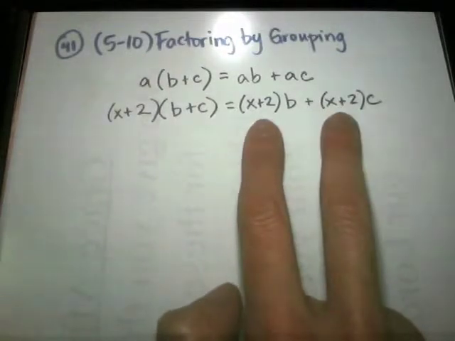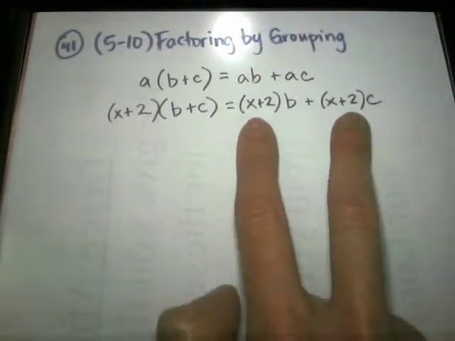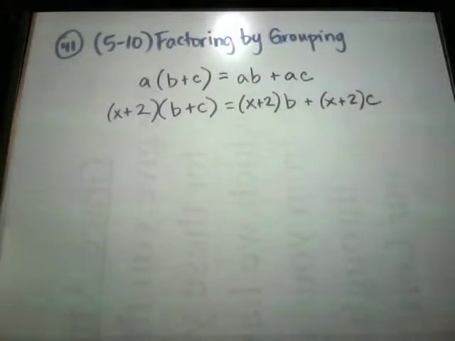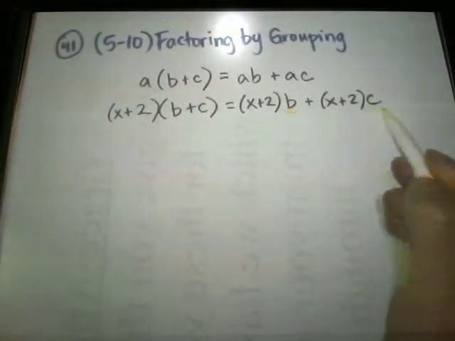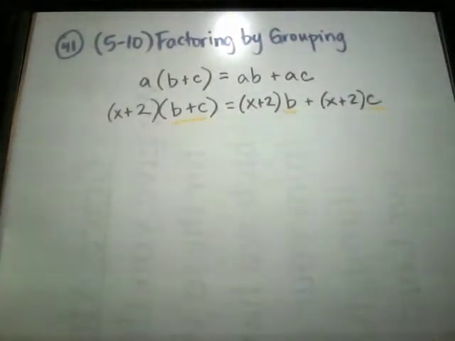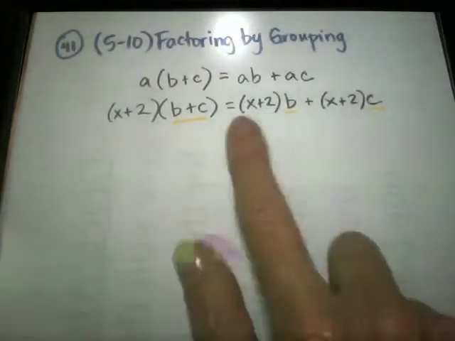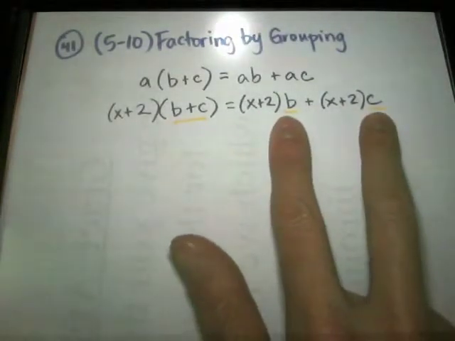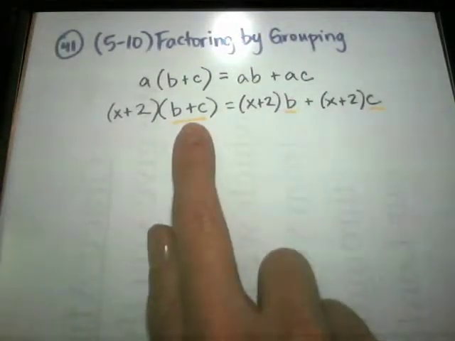Okay, notice here, again, what's the same in both? This binomial is the same. So notice also that the things it's being multiplied by, the B and the C, were originally together in one parentheses. Here, because we did the distributive property, they've been separated out. Here, they are reunited.